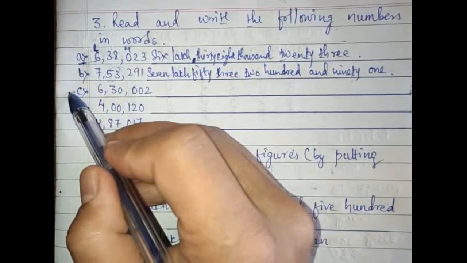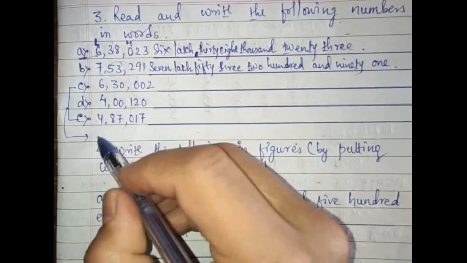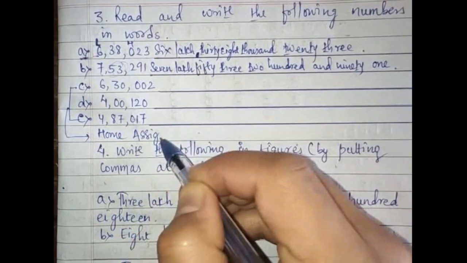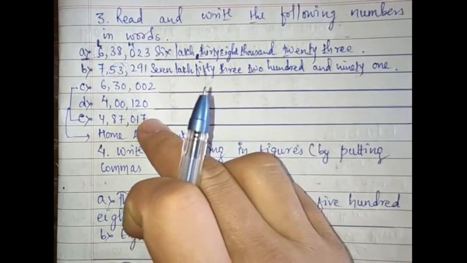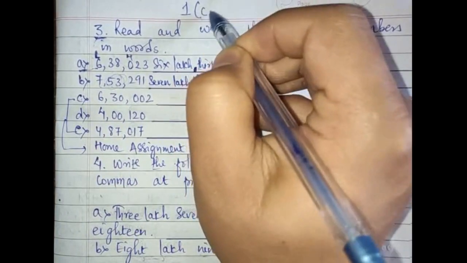Right, we are doing this from the beginning of this session. So numbers C, D, and E will be a home assignment. You are going to try it yourself. All right. So numbers C, D, and E from question number 3 of self-practice 1C are your homework.